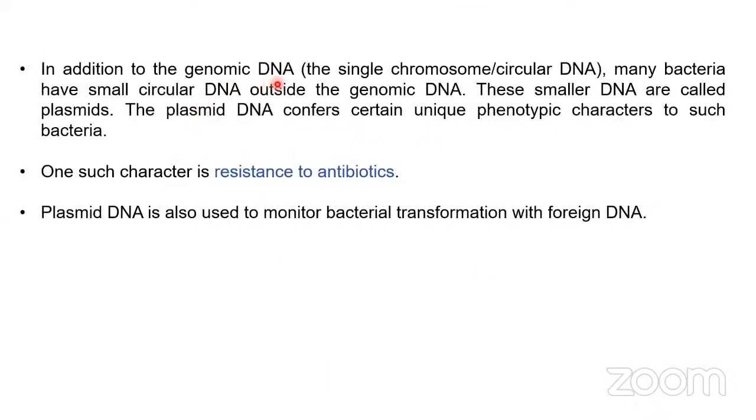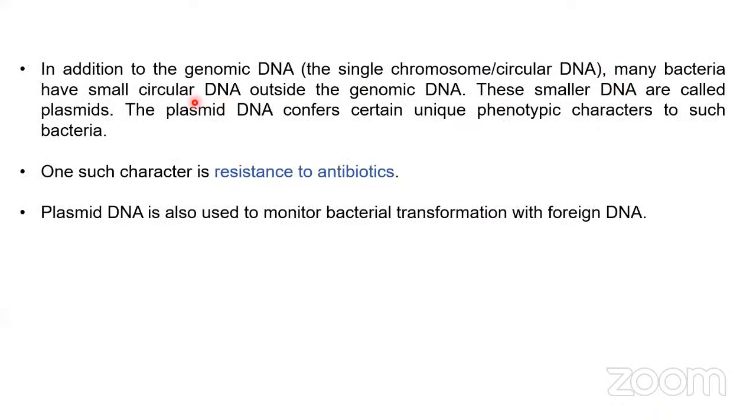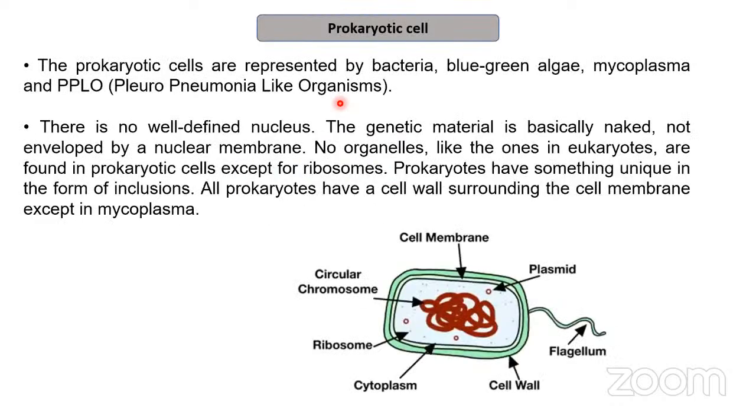In addition to the genomic DNA, the single circular DNA I mentioned, many bacteria have many small circular DNAs outside the genomic DNA. These smaller DNAs are called plasmids. Plasmid DNA is important because it gives the bacteria different abilities, for example, resistance to antibiotics. We know that many bacteria are becoming resistant to antibiotics. This is because of the resistance gene against the antibiotics, which is present not in the main chromosome, but in the plasmid.